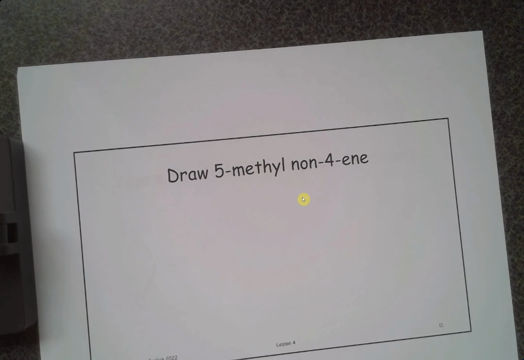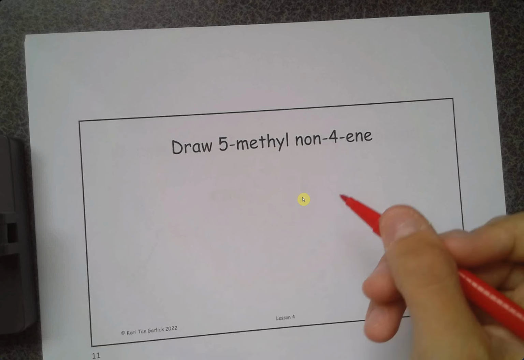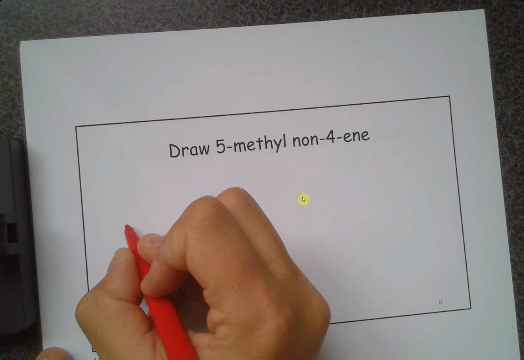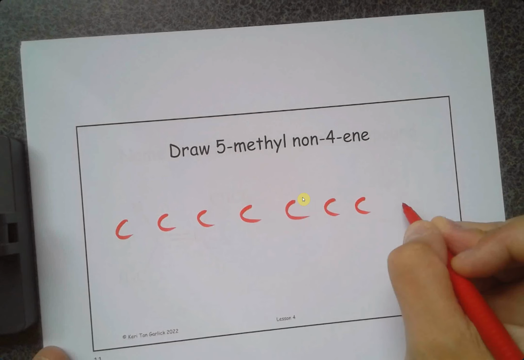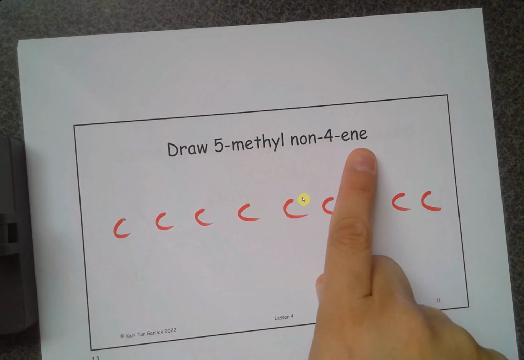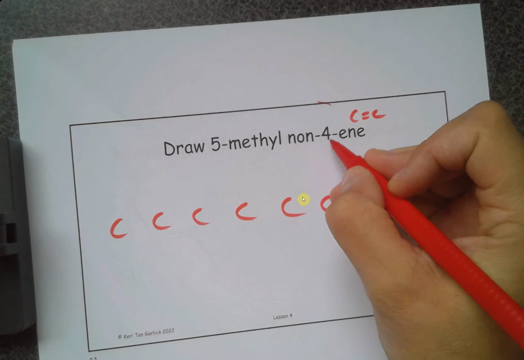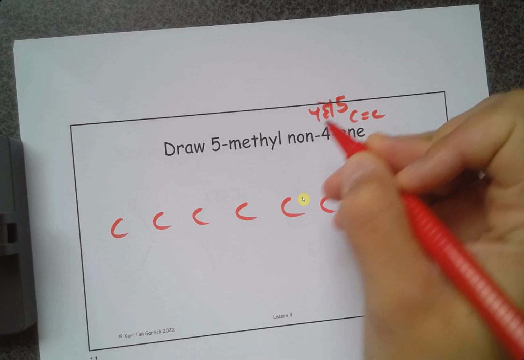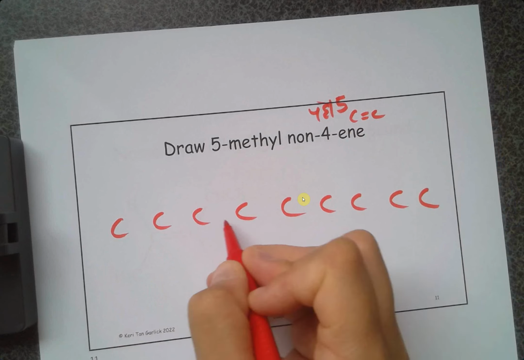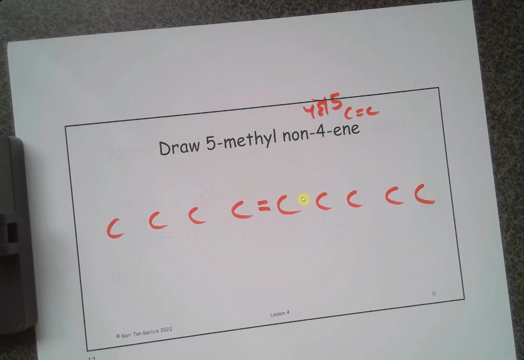All right, let's get to some more complicated ones. So now we have a branch to deal with. Again, we're dealing with non, so that's 1, 2, 3, 4, 5, 6, 7, 8, 9. The ene tells me it's a double bond, and that double bond is between carbon 4 and 5. So 1, 2, 3, 4, 5. So that's where I want to put it.